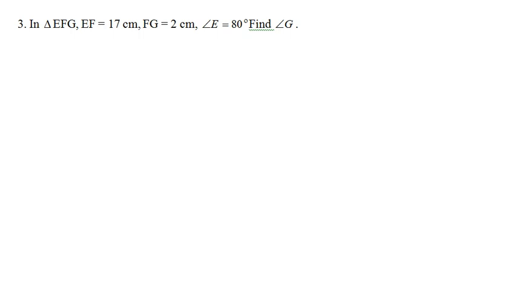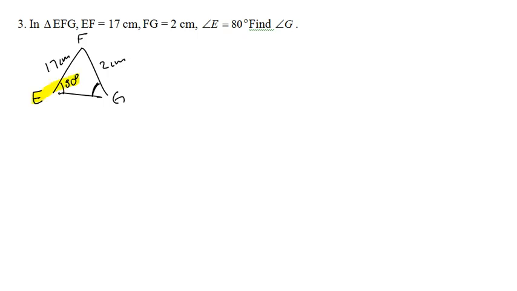Okay, question 3, we've got triangle EFG. So let's just draw a generic triangle here that we can label up. Angle E is 80 degrees. EF is 17 centimeters, and FG is 2 centimeters. And they want us to find angle G.